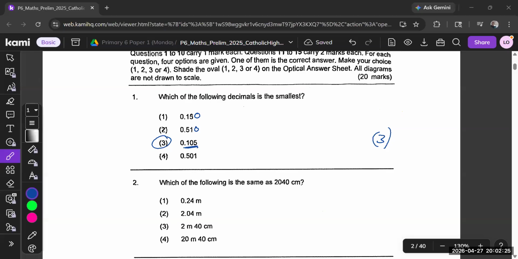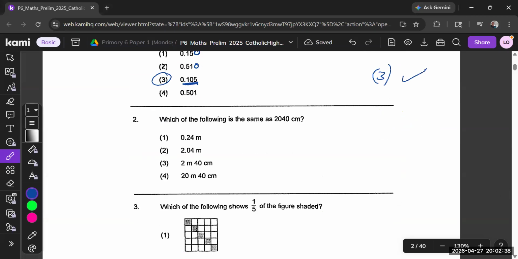Repeat again. Okay, question one, the answer is 3. So you have to make the decimals to have 3 decimal places, and then you can compare easily. So 0.105, that's the answer. Okay, all right, question two, the answer is number 4.